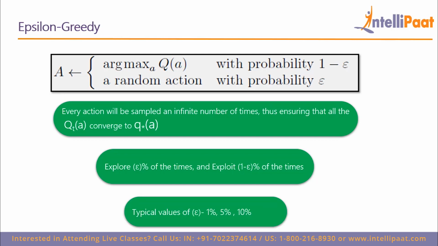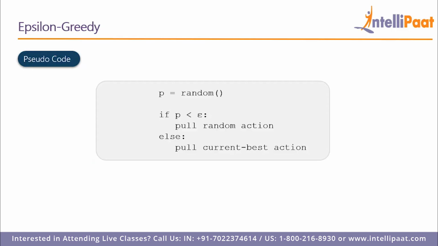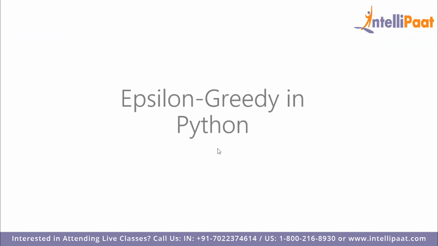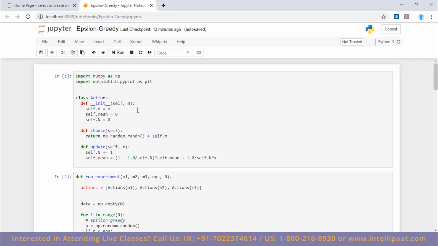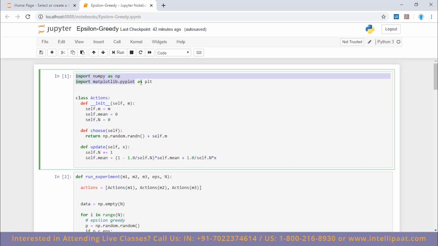The typical values that we use for epsilon are 0.01, which is 1%, 0.05, that is 5%, and 0.1, that is 10%. So this is the pseudocode that we'll use for Epsilon-Greedy. Here we take P as a random number between 0 and 1, and if the value of P turns out to be less than the value of epsilon that we have chosen, we'll select a random action, which is also called exploration, and otherwise we'll choose to exploit by choosing the current best action. So now let's go to the Jupyter notebook and implement the Epsilon-Greedy algorithm in Python. We'll start by importing the required packages, that is NumPy and Matplotlib.